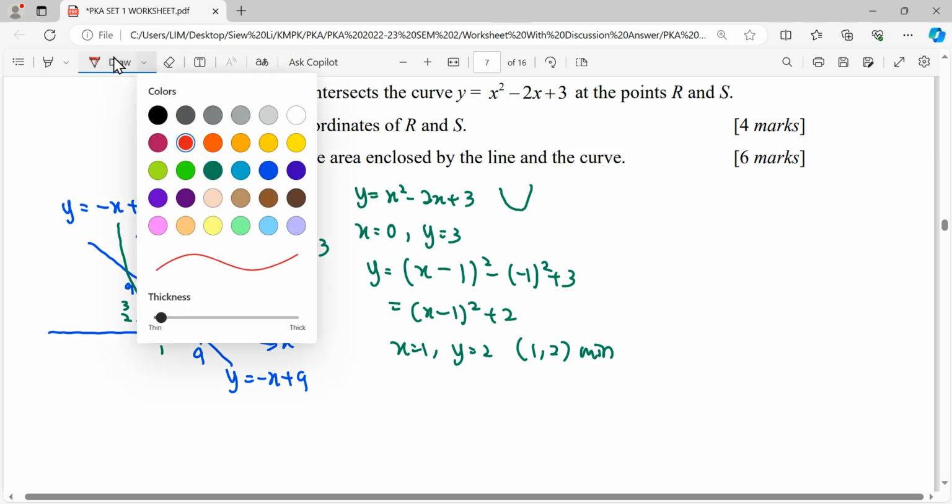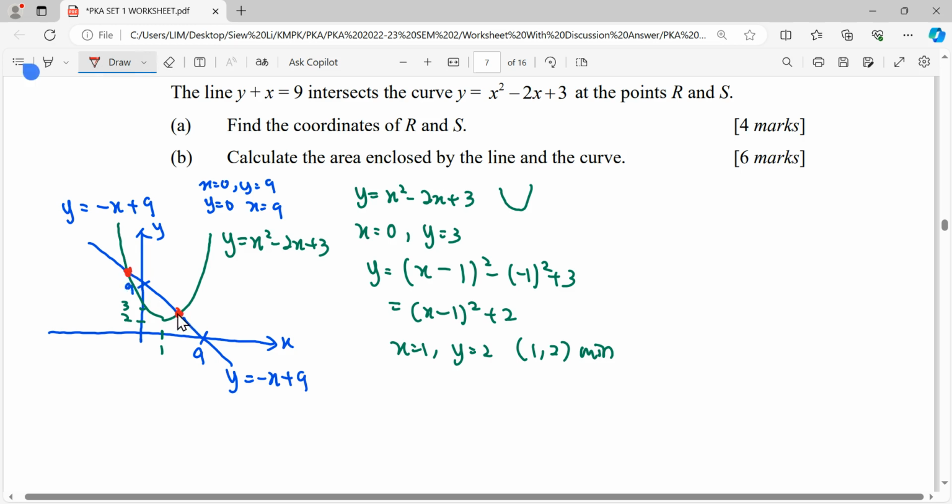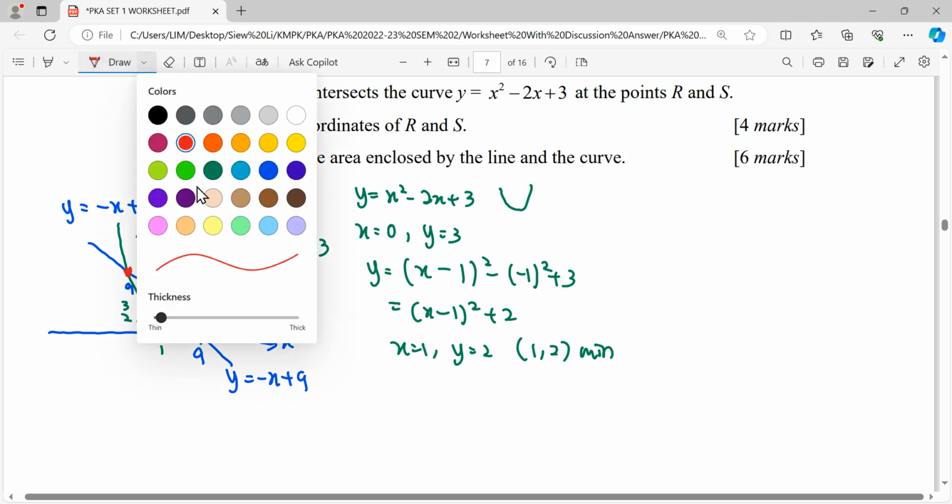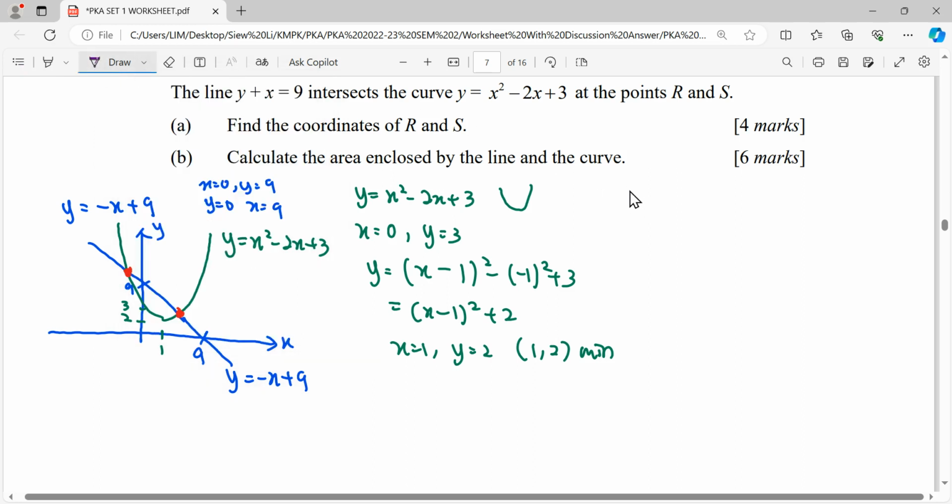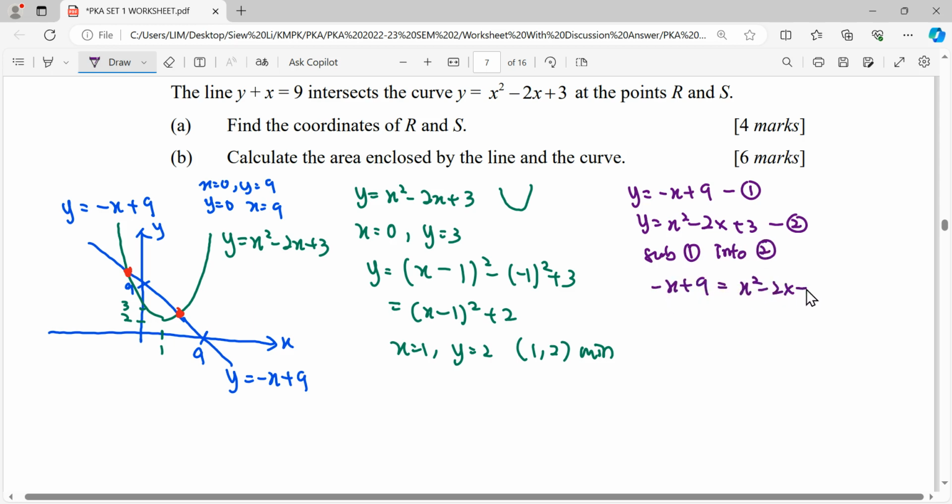Now we want to find the intersection points. To find them, we need simultaneous equations, where y equals negative x plus 9 is equation 1, and y equals x squared minus 2x plus 3 is equation 2. Substitute 1 into 2. And we solve this quadratic by rearranging it to the left-hand side. So this one, I move plus x minus 9. We write 0 on the right-hand side and the quadratic on the left-hand side.